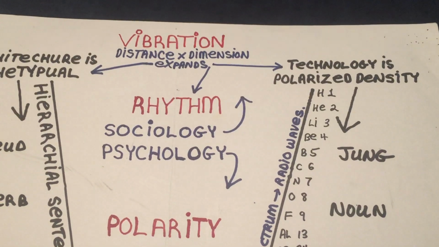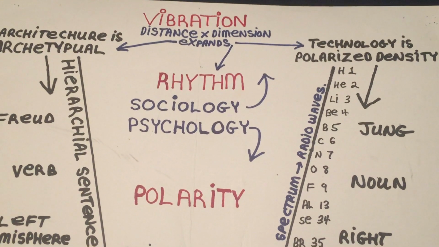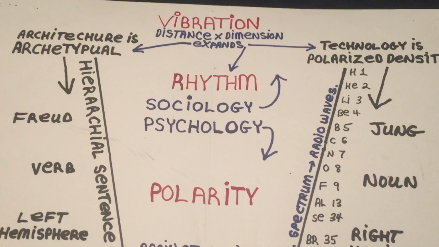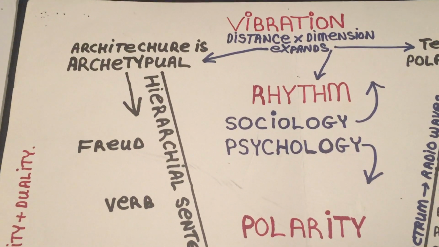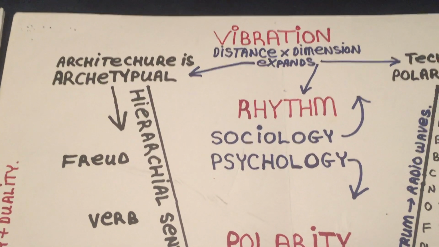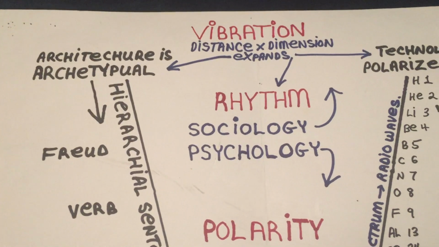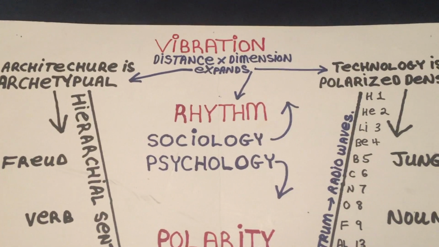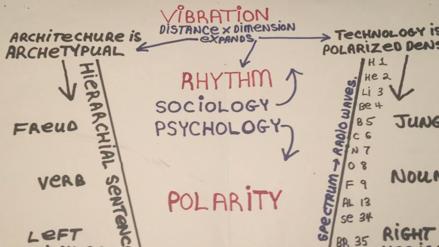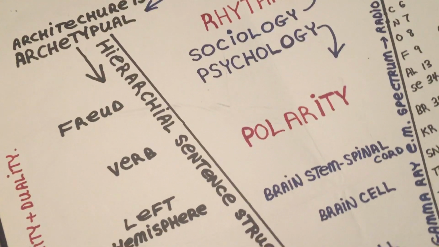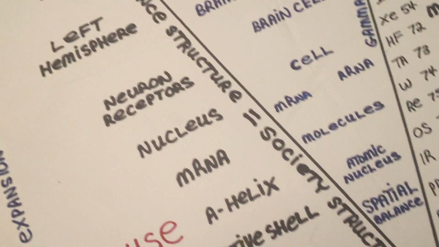Technology is polarized density. Like I said, the more we become realized in polarities, the greater the density of our technologies. The same with architecture: everything we create, every architectural design, is an actual image of our inner selves. What we build is a direct reflection of what we are. The more complex the dualities and polarities, the more complex the sentence structure, which equals society structure.